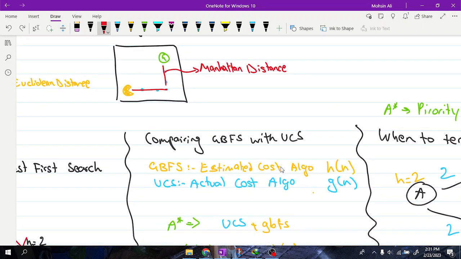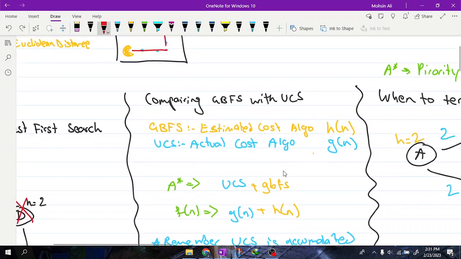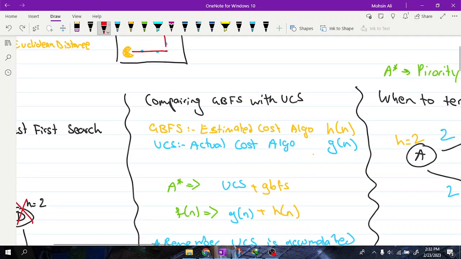But is there a way how we could combine the best of two worlds like we did in BFS, DFS, and we came with iterative deepening? Well, there is. And that algorithm is called A-star pathfinding, in which we are taking the best of UCS and the best of GBFS. We're combining both of them and creating something new. And the way how A-star works is we combine both of their functions.